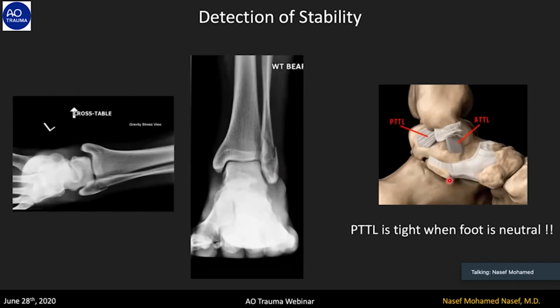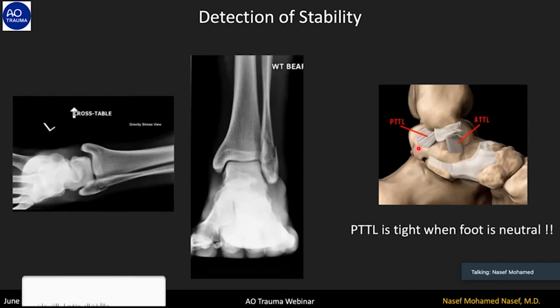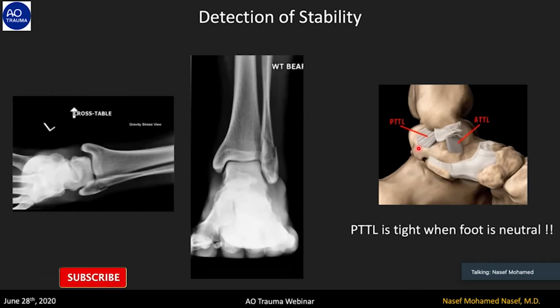This is because the posterior tibio-talar ligament, which is the strongest part of the deltoid, is the tightest when the foot is in neutral, so when the patient is standing on it. Meaning, if the patient is weight bearing and the talus shifts, then you definitely know you have an unstable type 4B, which is a difference. 4A is a partial tear of the deltoid.